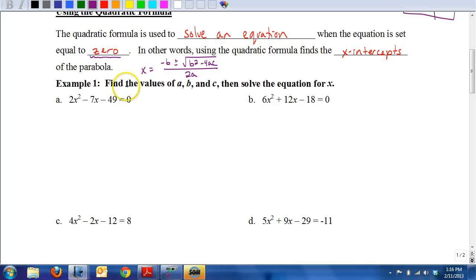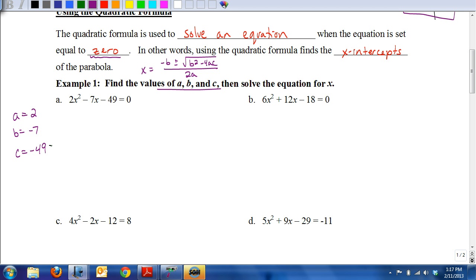And again, the first thing I look to see is, is it equal to 0? It is. So now I can go ahead and work on solving this. So to solve this, the first thing we're going to do is, like it says, find the values of a, b, and c. a is 2, b is negative 7, c is negative 49.